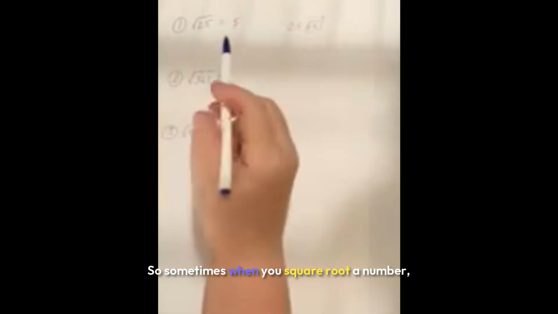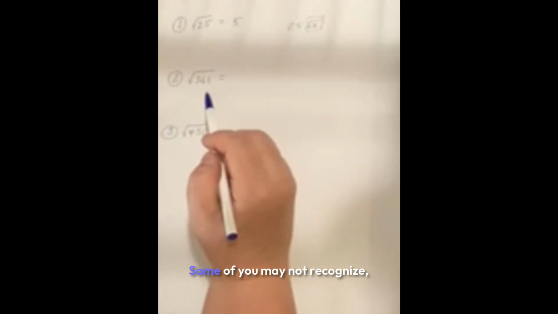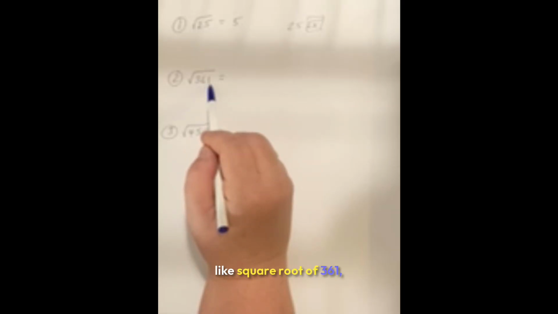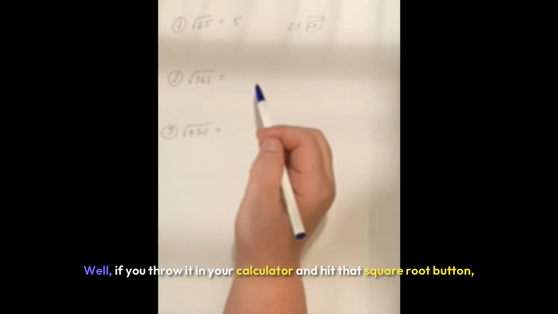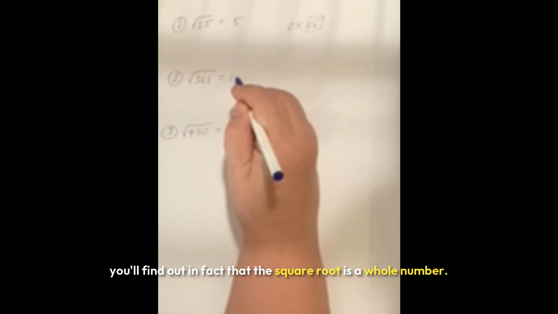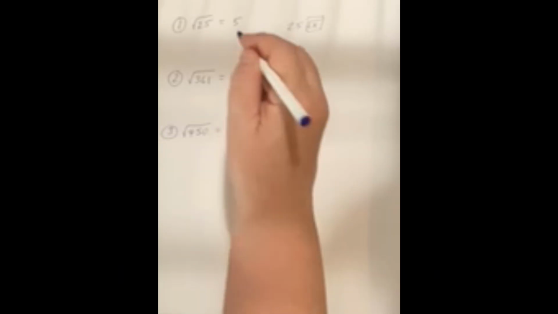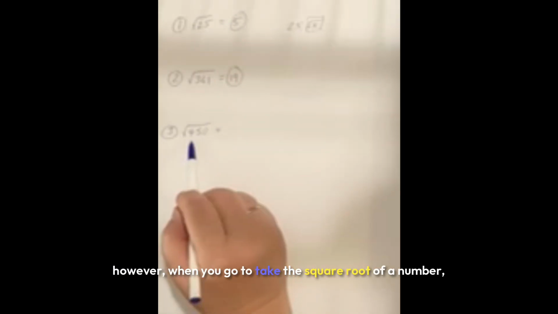So sometimes when you square root a number, you get a whole number. Some of you may not recognize, like the square root of 361, and you're wondering, hey, is that square root going to be a whole number? Well, if you throw it in your calculator and hit that square root button, you'll find out, in fact, that the square root is a whole number. It's 19.